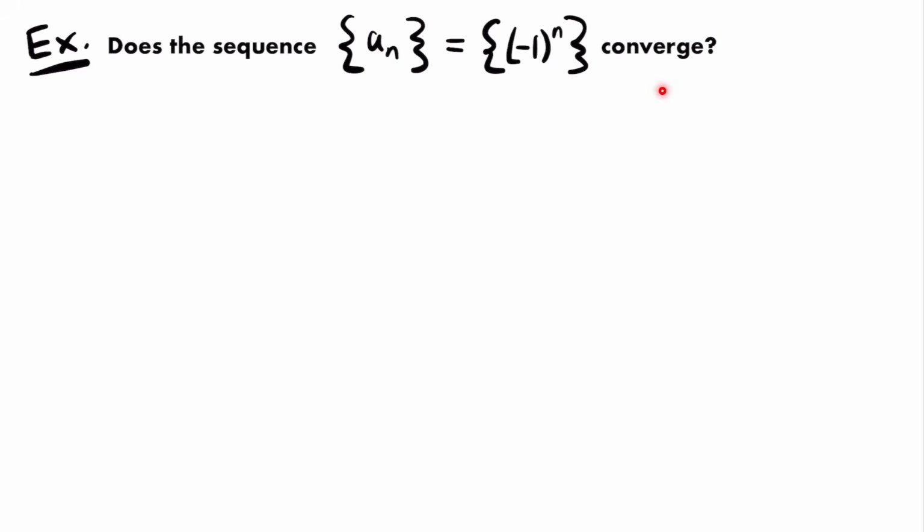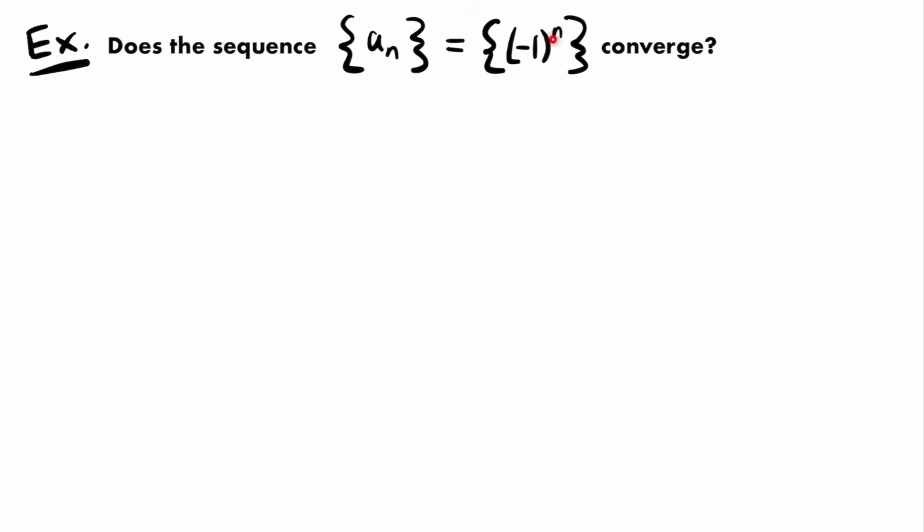All right, so here's our last example. We want to know, does the sequence a sub n is equal to negative 1 to the power of n converge? All right, and so the first thing we want to do is write out some of the terms of our sequence, and we'll use those terms to determine if it's monotonic or not. We'll start with that, and then we'll talk about whether it's bounded. And so negative 1 to the power of n, this is a pretty common sequence that you're probably used to by now.